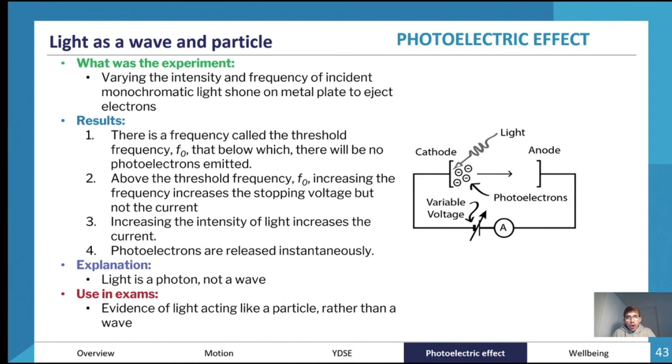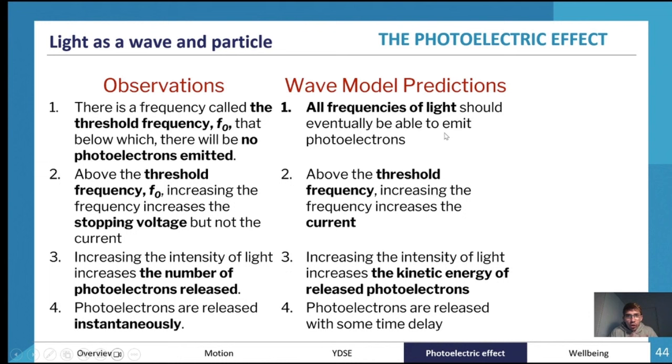If light were a wave, then it would indeed be the intensity of light, how bright the light is, that would determine the energy being transferred through the system. But in fact, it was the frequency that determined how much energy was going through, as measured by the variable voltage supply, which is the stopping voltage. So if you go through the observations, it was concluded that according to the wave model, all frequencies of light should eventually be able to emit photoelectrons, because if it's a wave, over time enough energy will be carried to the cathode. But our observation was that there is a frequency called the threshold frequency, below which there will be no photoelectrons emitted.